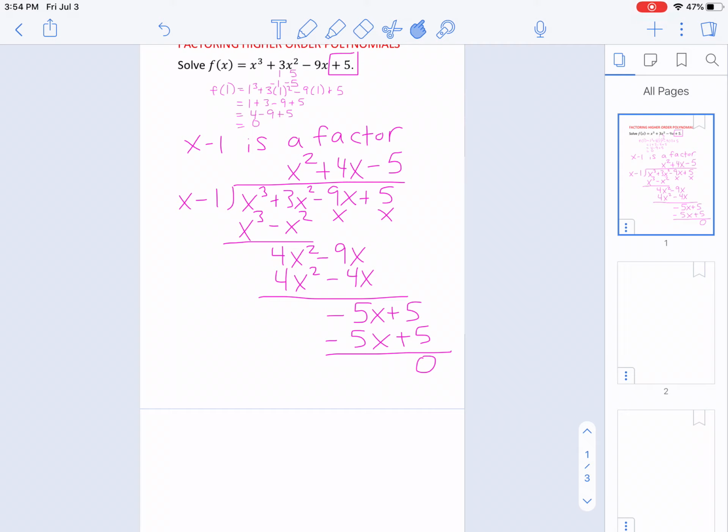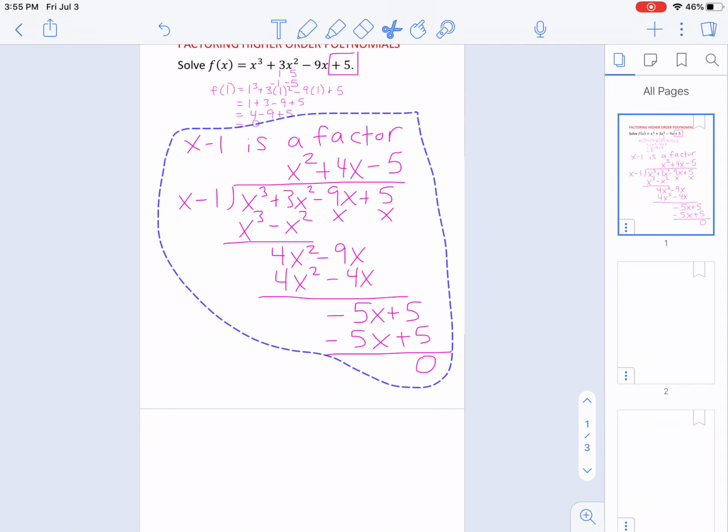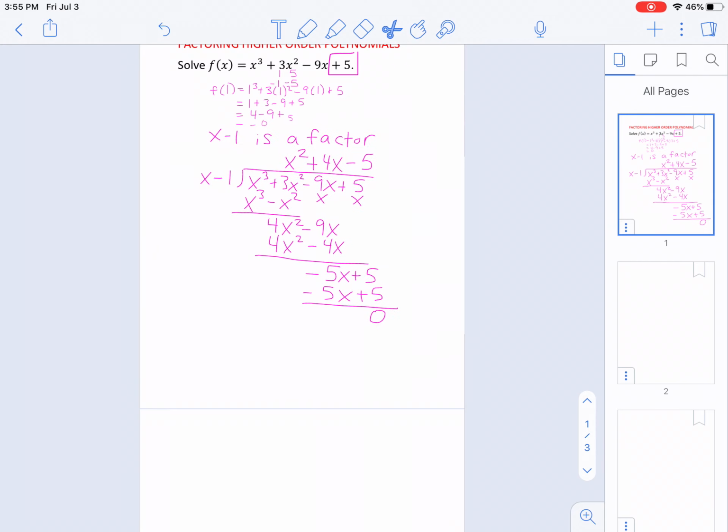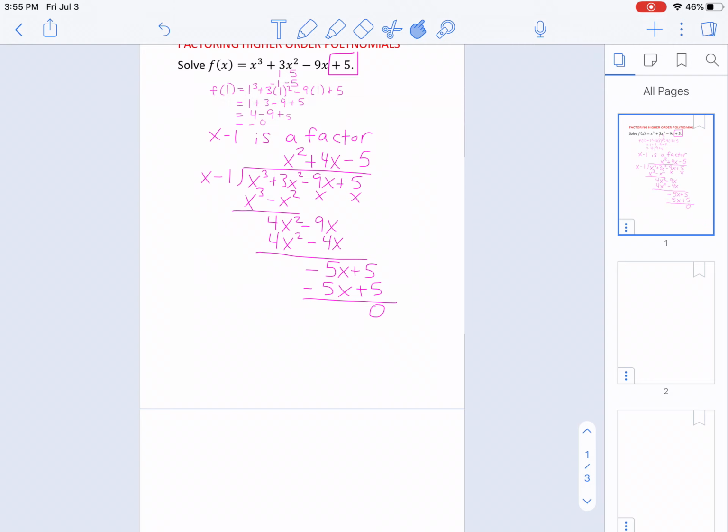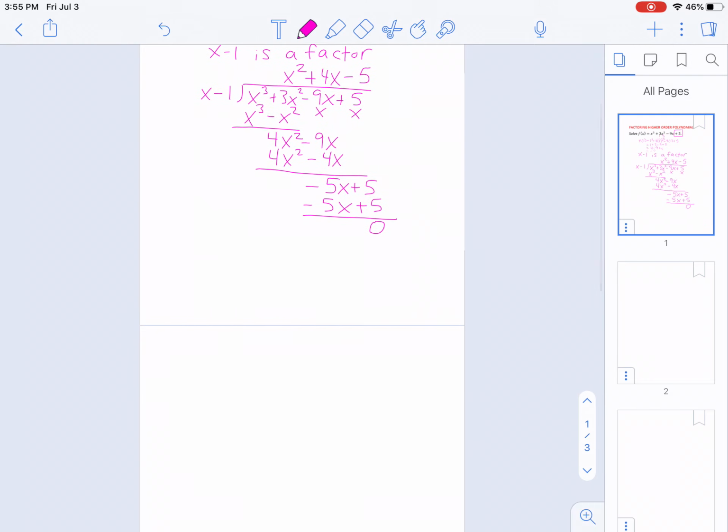Okay, so the next thing that we need to do is look and see what our factors are and see if any of them can be broken down further. So we know x minus 1 is our first factor. And our next factor can be found by looking at x squared plus 4x minus 5. So we know that that times x minus 1 equals 0. That is what we're trying to solve. So we're trying to, again, find those x-intercepts on our graph.